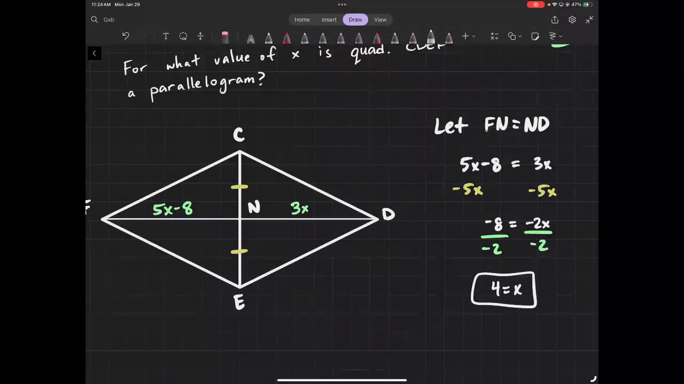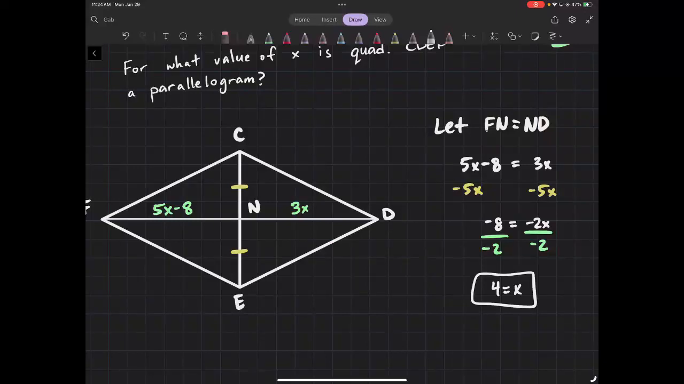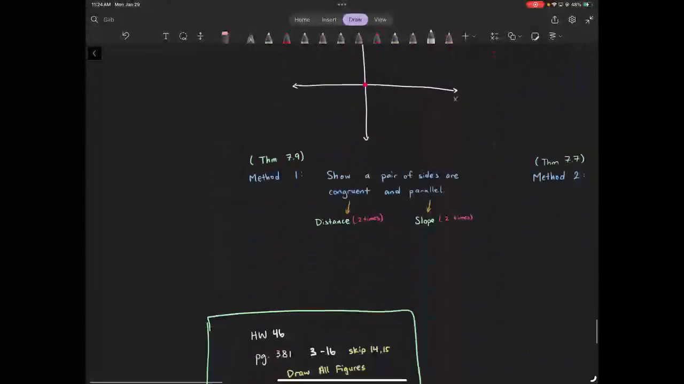Okay? So there are 3 things. Can you guys tell me what 3 things there are to make a parallelogram? Opposite angles, opposite sides, and then the diagonals are bisecting each other. Okay? You can say congruent too. So bisecting. Okay? Okay, we are done.